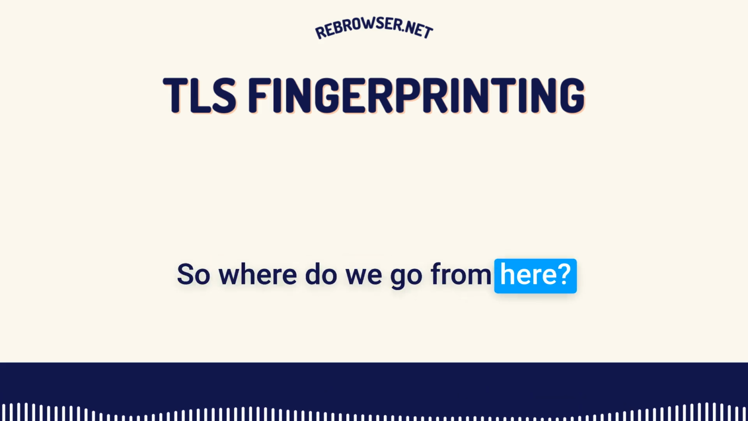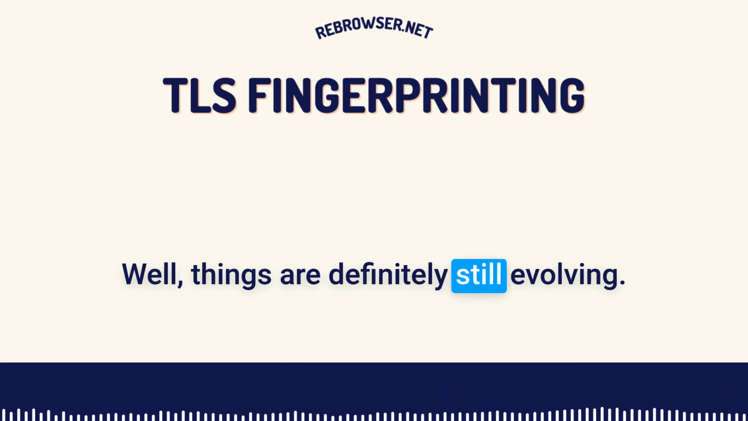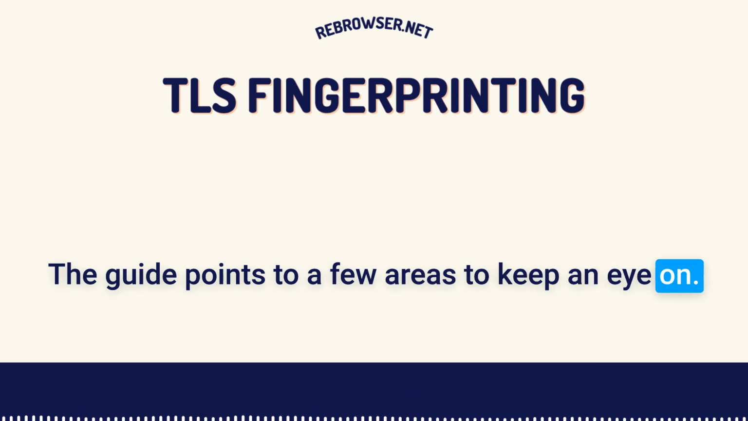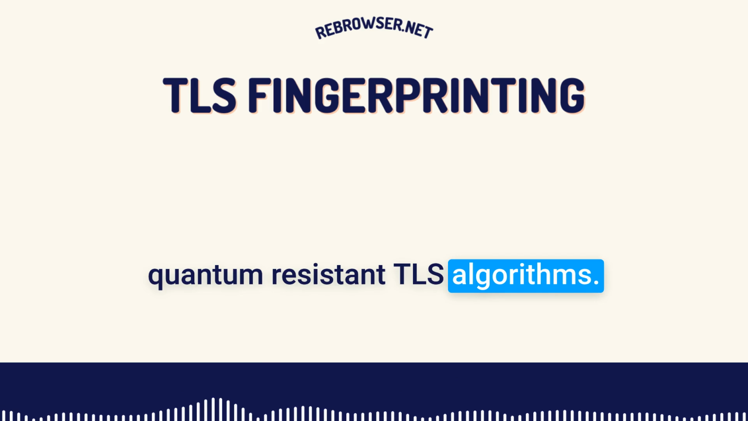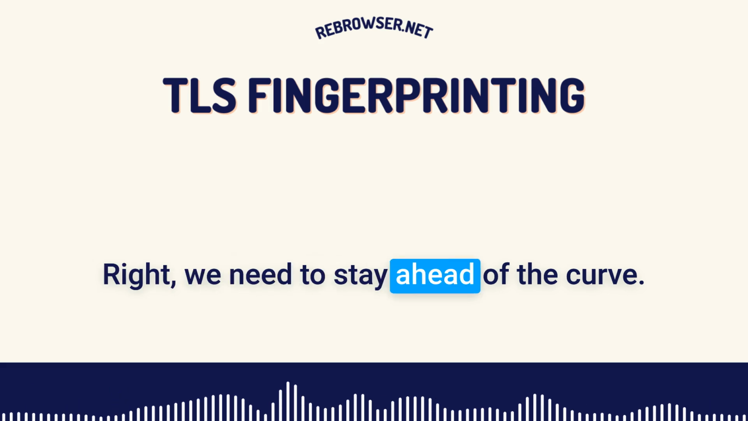So where do we go from here? What does the future hold for TLS fingerprinting? Well, things are definitely still evolving. The guide points to a few areas to keep an eye on. One is the development of quantum-resistant TLS algorithms. Okay. That's going to be huge as quantum computing gets more powerful. Right, we need to stay ahead of the curve.